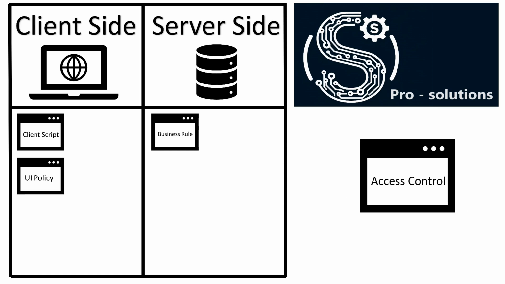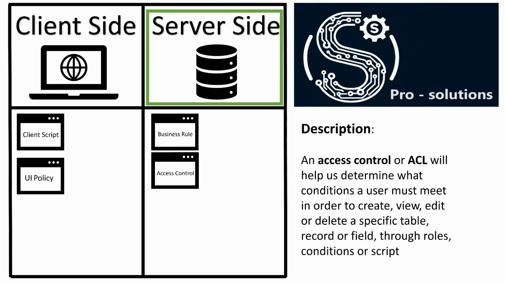Let's move on to the next one. Access controls. Where are they executed from? From the server side. That is. An access control or ACL will help us determine what conditions a user must meet in order to create, view, edit, or delete a specific table, record or field, through roles, conditions or script.